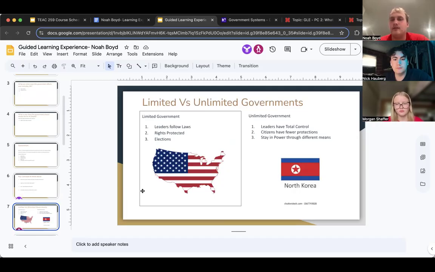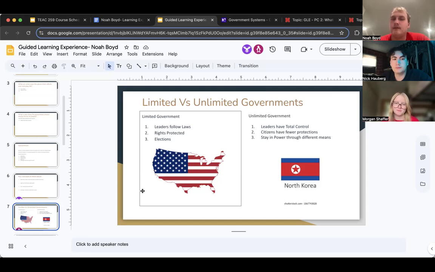So building off that, we're going to talk about limited versus unlimited governments. So in limited governments, all leaders follow the laws. So there's going to be a constitution laid forth, like the United States Constitution. It's going to guarantee all people the same rights and protections. Leaders aren't going to have special privileges or anything of that sort. We're all going to adhere to the same laws. Two, just building off that, the Constitution lays out exactly what rights people have, and those rights are going to be protected.